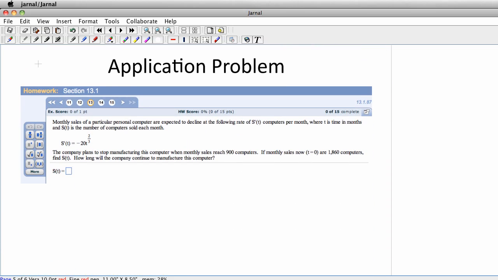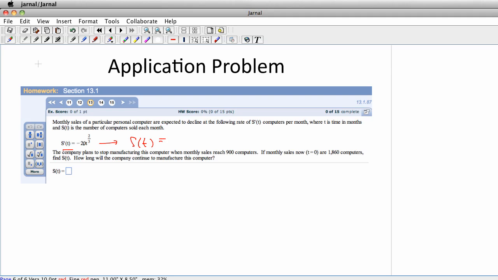The same idea from the previous problem applies to our application problem. In an application problem, when we have a function that stands for cost or sales or revenue, we don't expect it to have a plus c in it because we expect it to be a real function, a specific function, not one of any number of functions. So in a problem like this, we're told that s prime of t has a particular formula. That's enough for us to figure out what a formula for s of t is. S of t here is monthly sales.